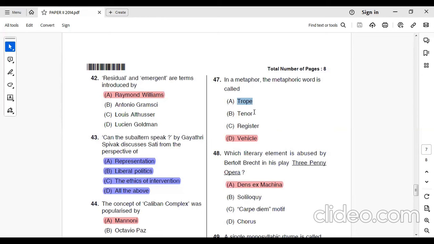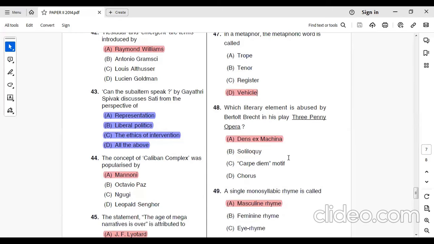Next, tenor. Tenor is what is getting reimagined by the other part of the metaphor, that is the vehicle. Then we have another word here, register. Register is defined as a level of formality in language that's determined by the context in which it is spoken or written. So it can be formal as well as informal. Formal speech is proper, and informal speech is conversational or casual. So in metaphor, the metaphoric word is called the vehicle.